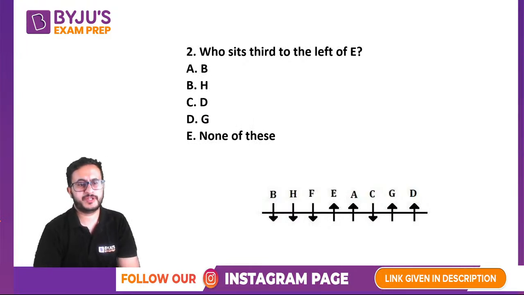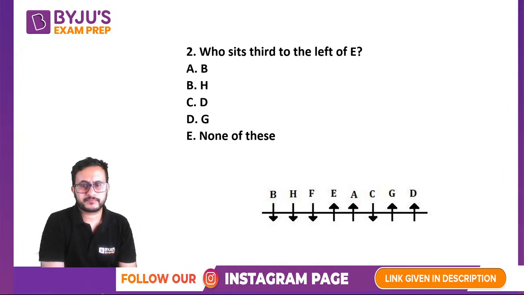Who sits third to the left of E? So E is this one facing north, and this is the left side then. First, second, third, that is B.